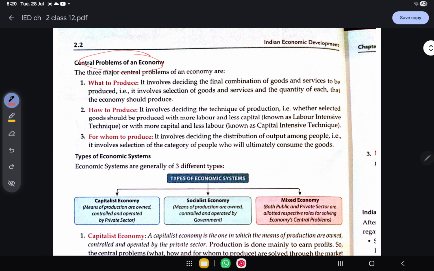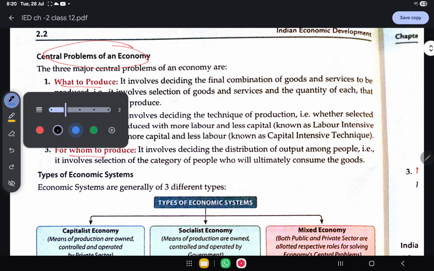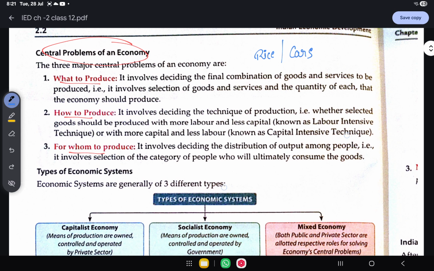So if you take the central problems of an economy, there are three major central problems in our economy, that is what to produce, how to produce, and for whom to produce. So what does what to produce mean? Basically we are going to decide which goods and services should be produced. Let's say for example, should we produce more rice in our country, or should we produce more cars in our country? Deciding what kind of goods and services to be produced.